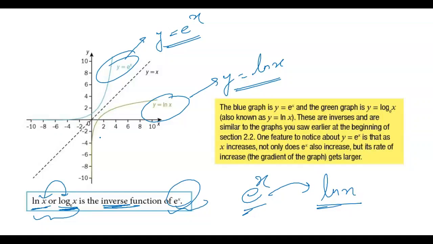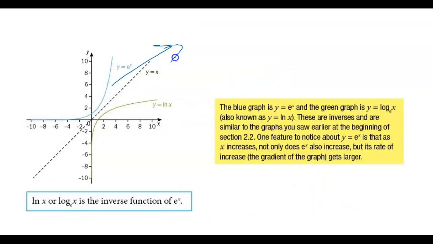Okay, and this is the diagram. This is e raised to power x, the exponential function, and this is its inverse, that is the logarithm function. The blue graph is y equals e raised to power x, and the green graph is y equals log of x to the base e, also known as ln x. Instead of writing log of x to the base e, I can directly write natural log of x.